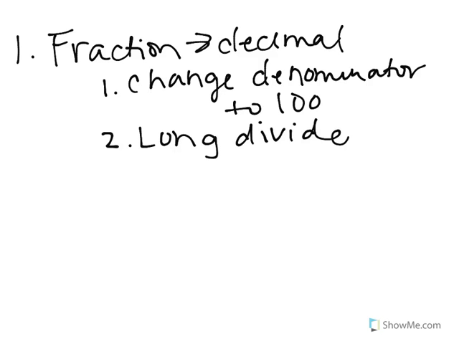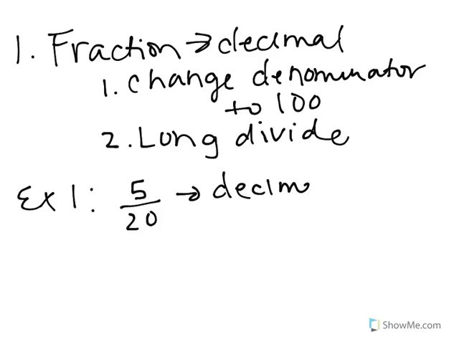So my first example is with the fraction 5/20. If I asked you to change 5/20 into a decimal, I'm going to be able to use my first method in this problem. What I can say here is I know 20 can go into 100 5 times. So I'm going to say 20 times 5 is 100.